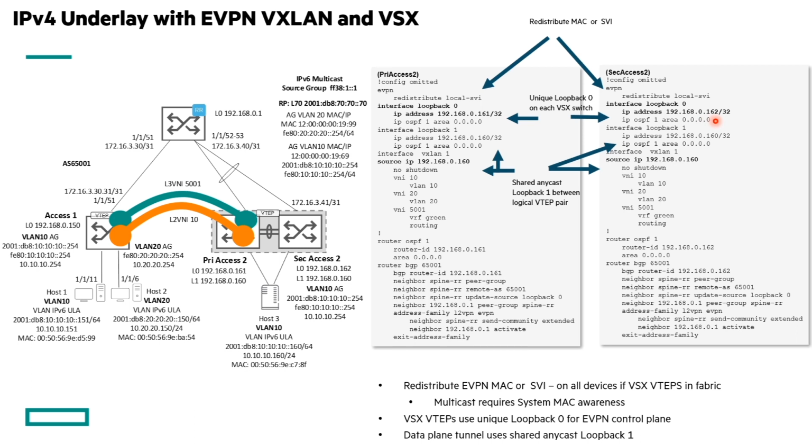However, for the VTEP and effectively the data plane, we use a shared loopback, and you can see that I've got 192.168.0.160 on both switches as loopback 1, and that 192.168.0.160 is effectively the VTEP address, and that's common across both the VSX primary and secondary.